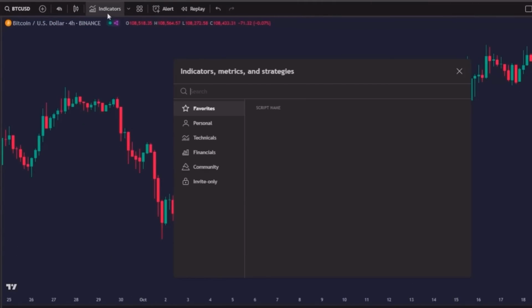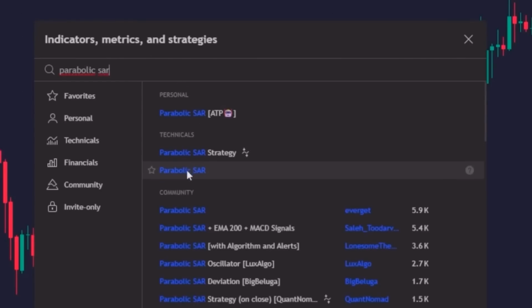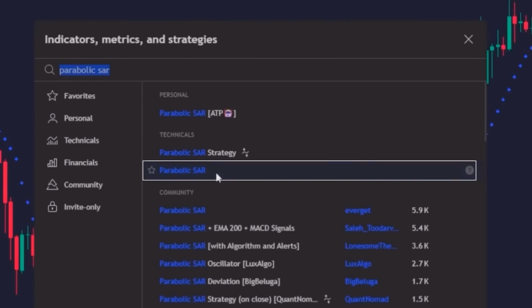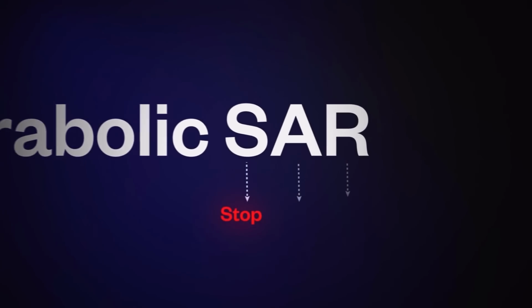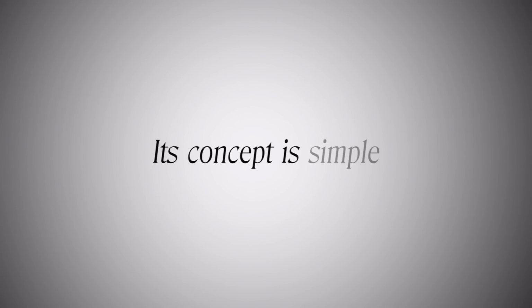So let's search for the indicator. Just open the Indicators tab, type Parabolic SAR and select the built-in one from TradingView. The Parabolic SAR, which stands for Stop and Reverse, was developed by the legendary trader Welles Wilder, the same mind behind RSI and ATR. Its concept is simple.